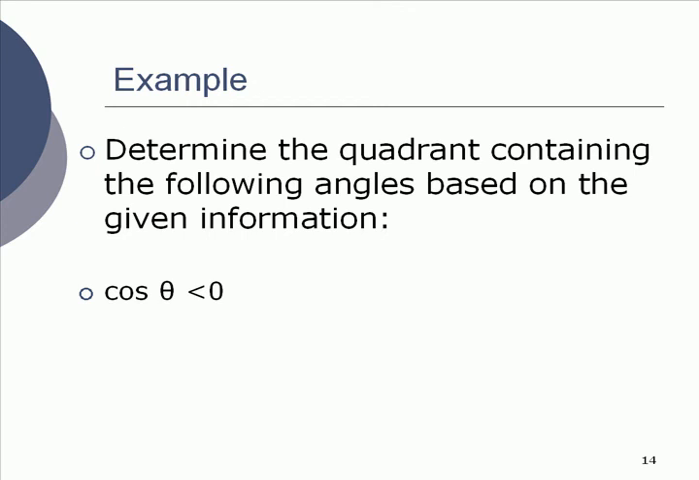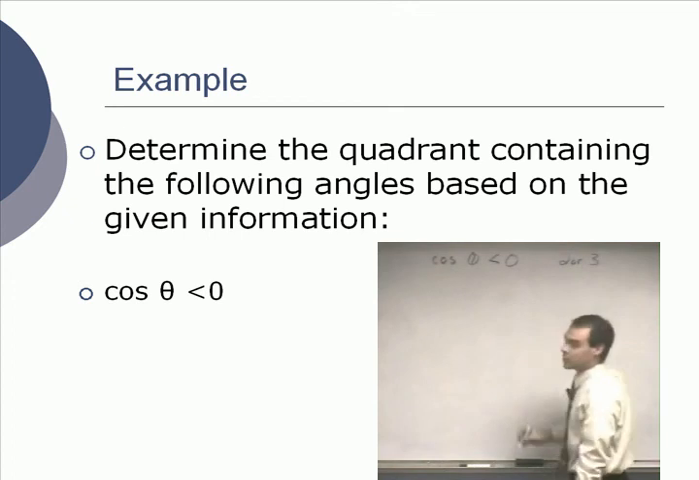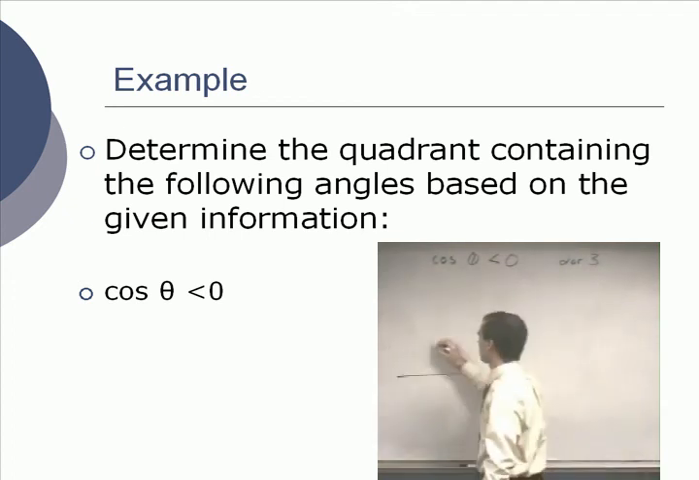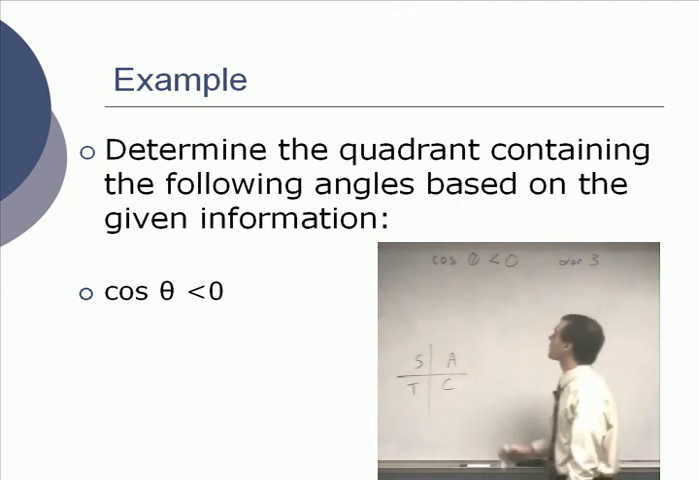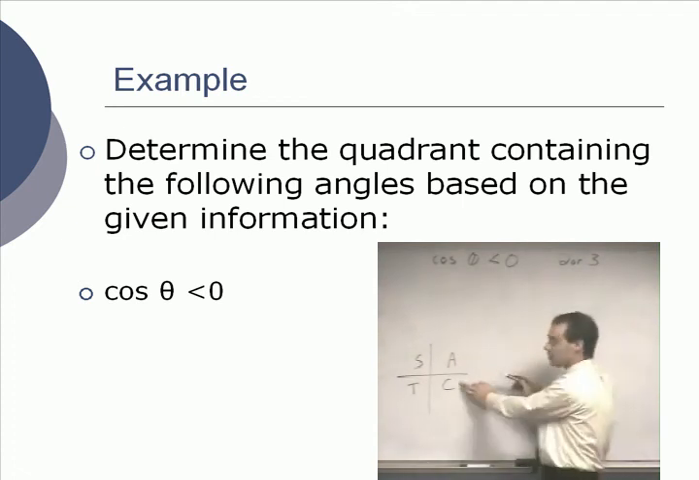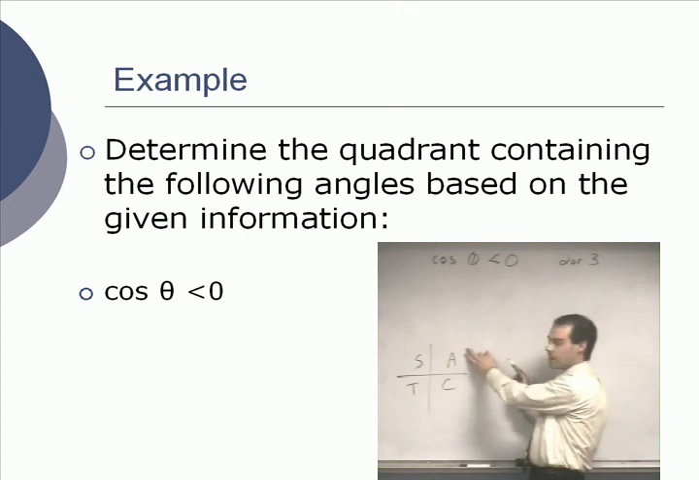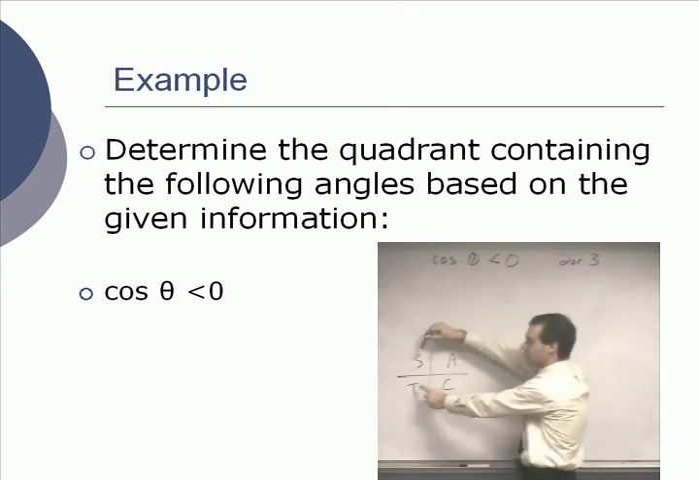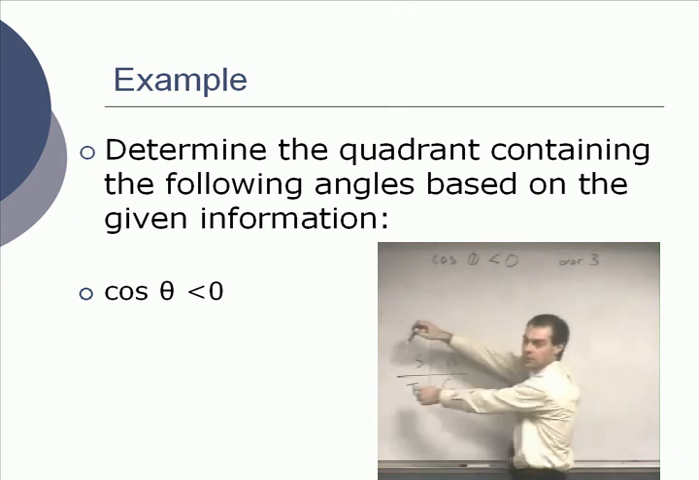Cosine of theta is less than 0. That means it has to be in quadrants 2 or 3. Remember, this is where they're positive. So if cosine is negative, it can't be here. Cosine is positive here. Can't be there because they're all positive there. So cosine is negative in these two, 2 or 3.